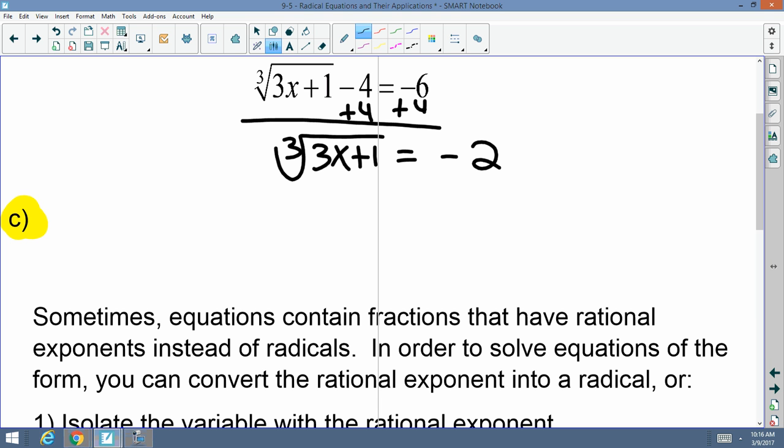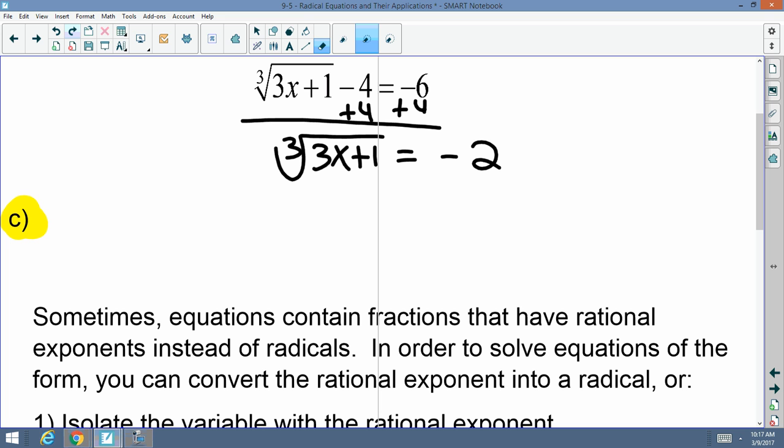Now, I want you to be aware of something. This is a cube root. Cube roots can be negative. If this was a square root, you would stop immediately right now, because the square root of a number is never going to give you a negative 2. You would put, at this point, no solution. But that's neither here nor there because it is a cube root. I just wanted to bring that up.